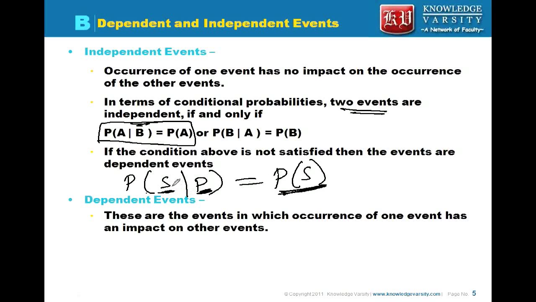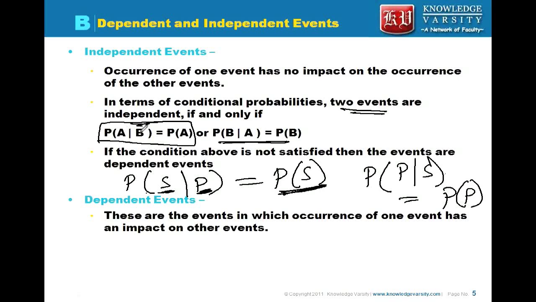So the probability of Sachin playing given Ponting plays should be equal to the probability of Sachin playing, and it should also happen vice versa, that is, the probability of Ponting playing given Sachin plays should also be equal to the unconditional probability of Ponting playing. Because if not, then you say that the probability of Ponting playing is conditional on Sachin playing. So you have to have these two simultaneously occurring.